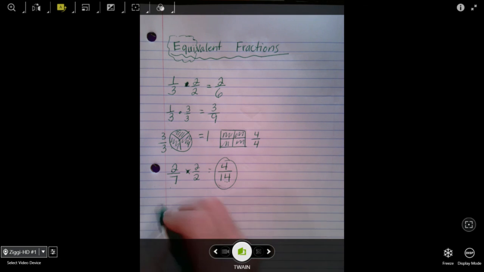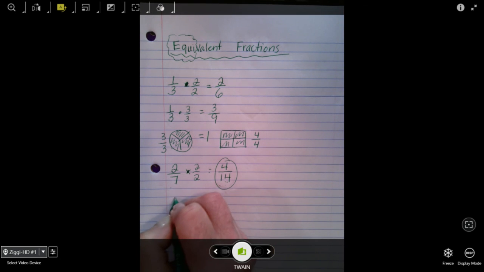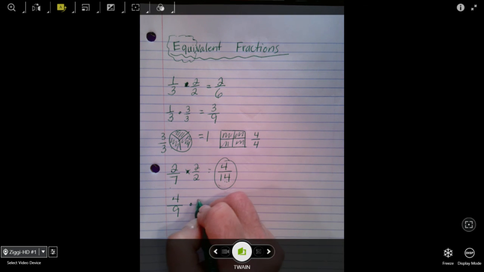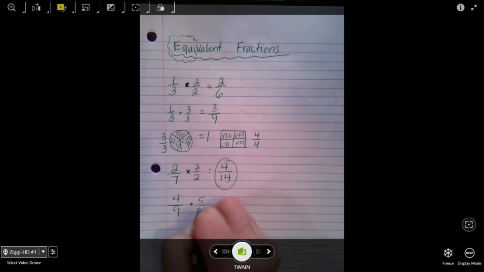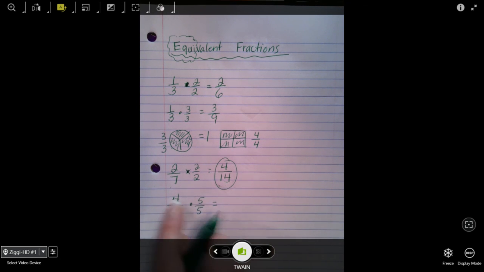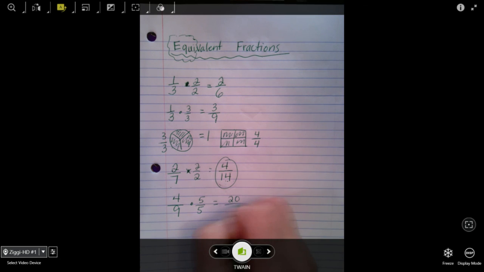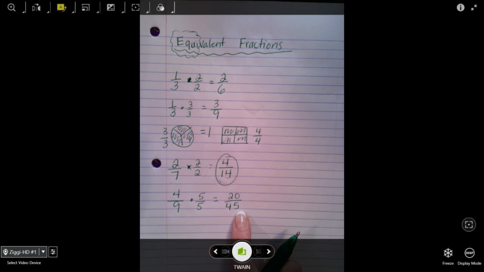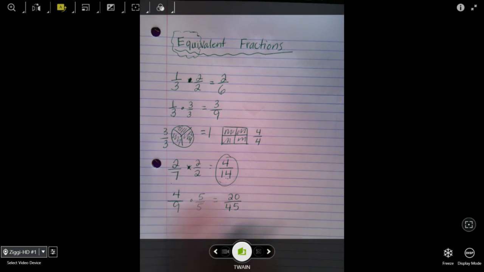I can take any number. I can take 4/9, and I can make an equivalent fraction by multiplying it by 5/5. 4/9 times 5/5 is going to give me 20/45. So 4/9 is equivalent to 20/45. That is how I make an equivalent fraction.